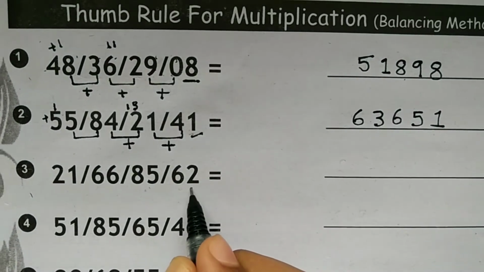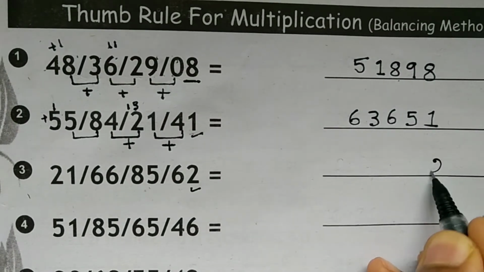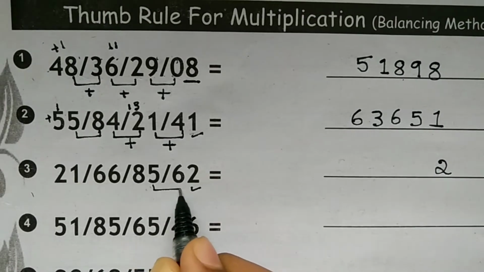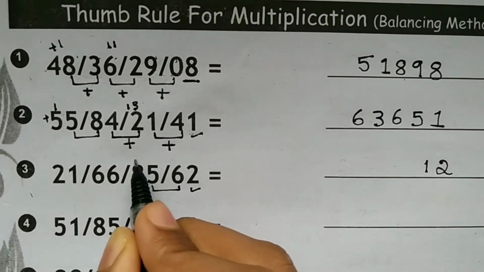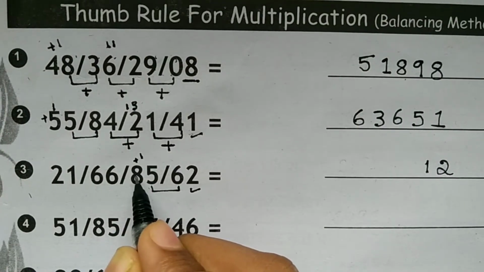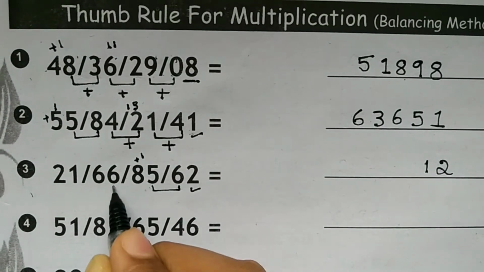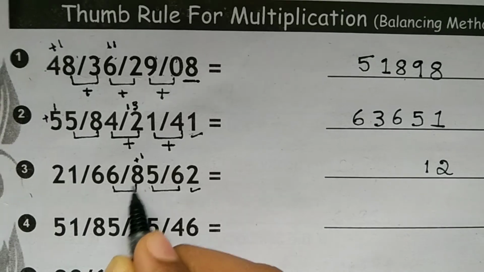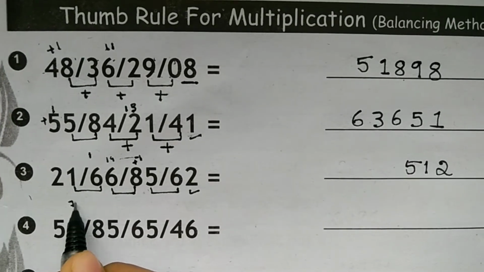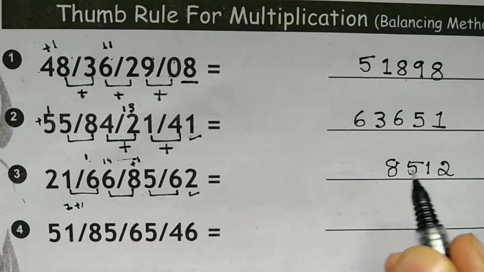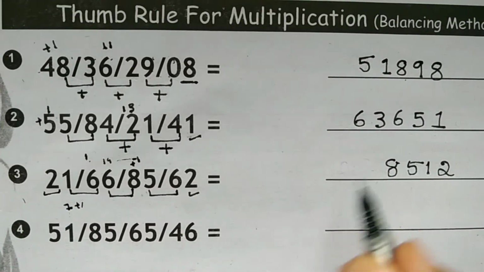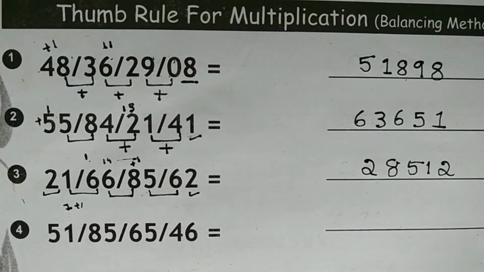Let's take third problem. Last number 2 as it is. Then 6 and 5, that is 11. 1 is remaining. 8 plus 1 is 9. And 9 plus 6, that is 15. Then remaining 1. So here 8. Then last number is 2.